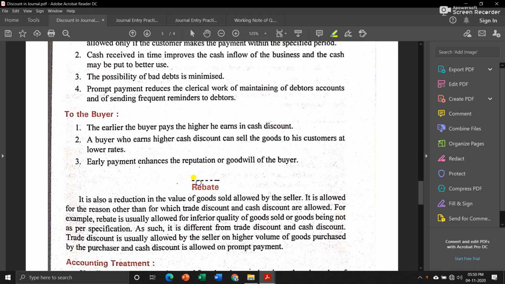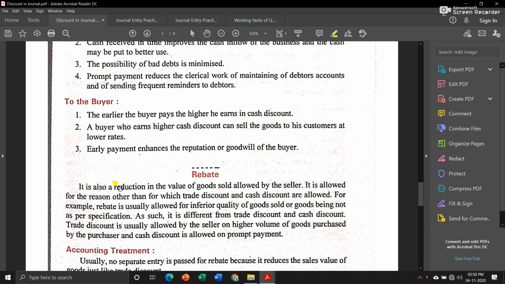Okay, now next is rebate. It is also a reduction in the value of goods sold allowed by the seller. The rebate is also given to the purchaser by the seller. Now it is allowed for a reason other than those for which trade discount and cash discount are allowed. Trade discount, we know, we allow for buying in bulk quantity, and we give cash discount for prompt payment. If there is any other reason for providing discount, then that discount is known as rebate.